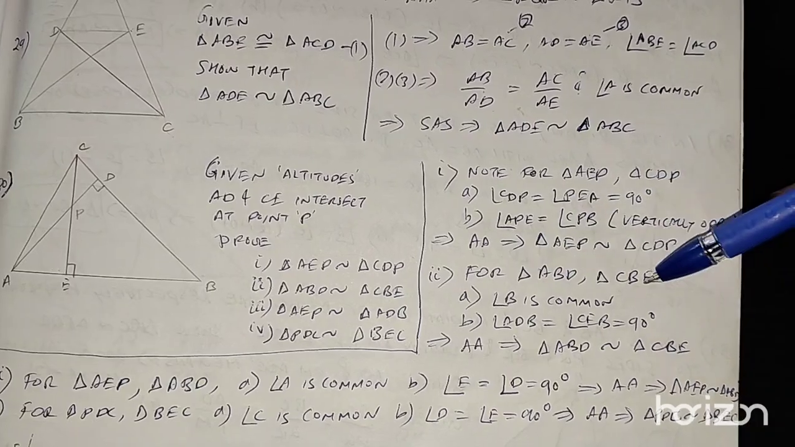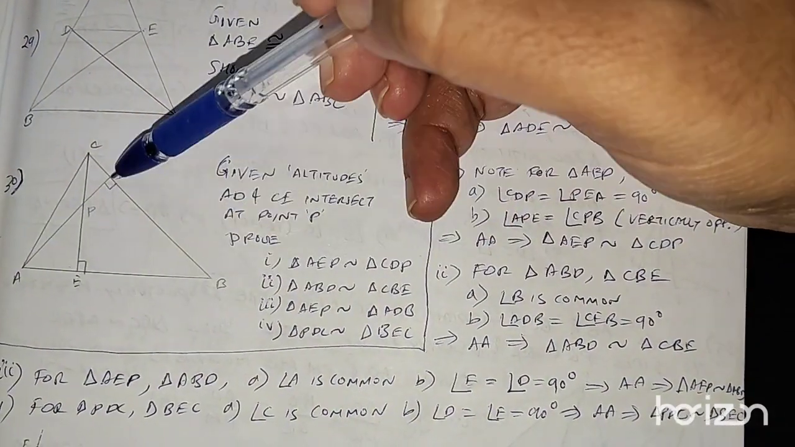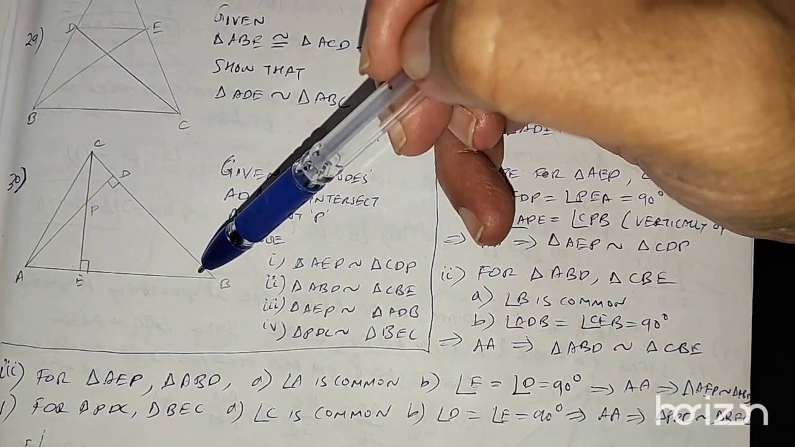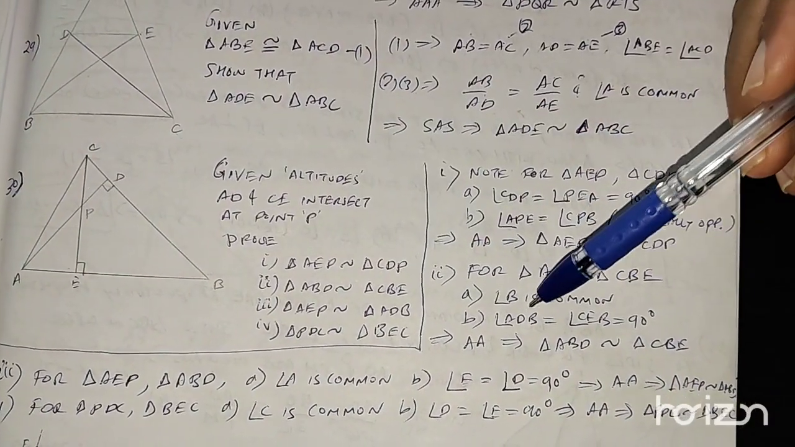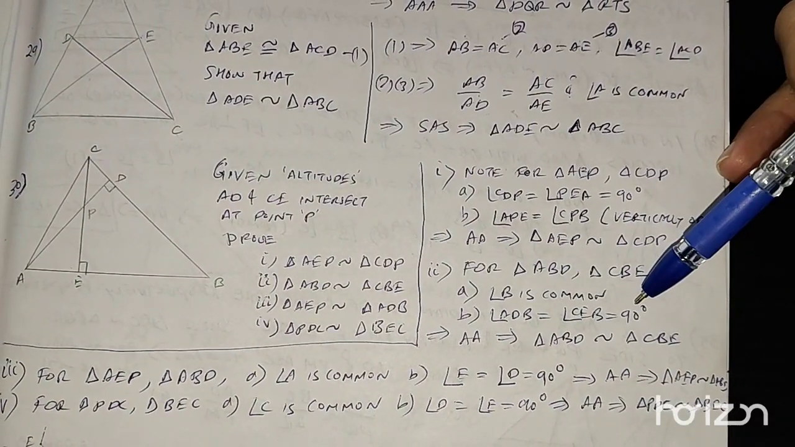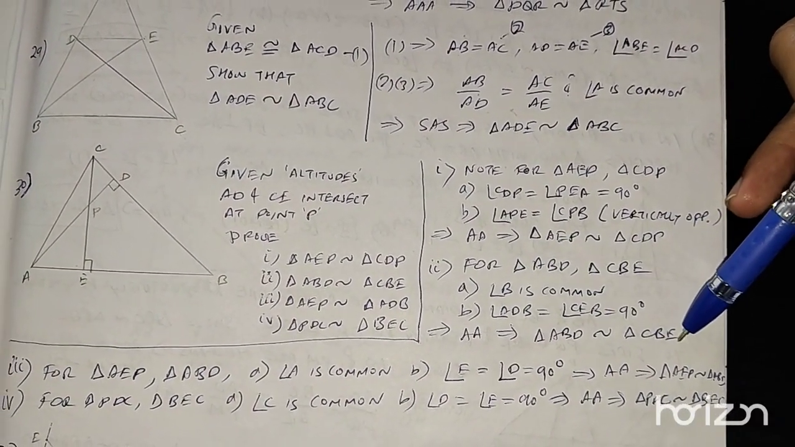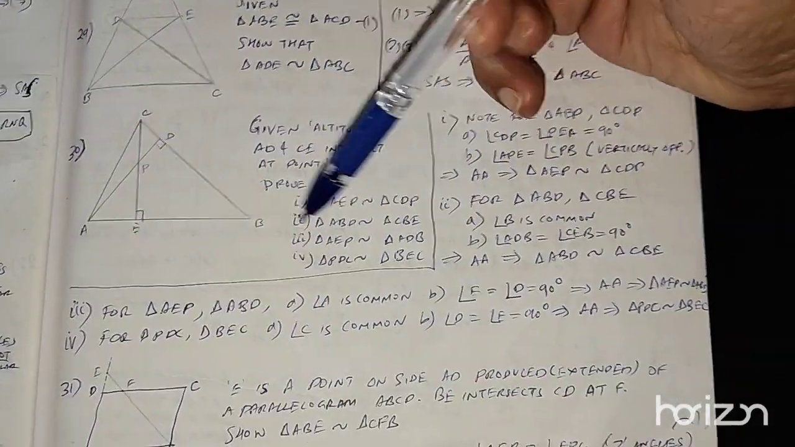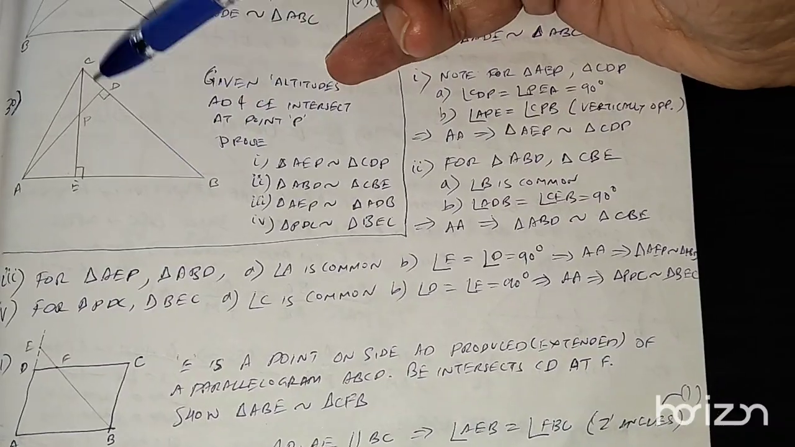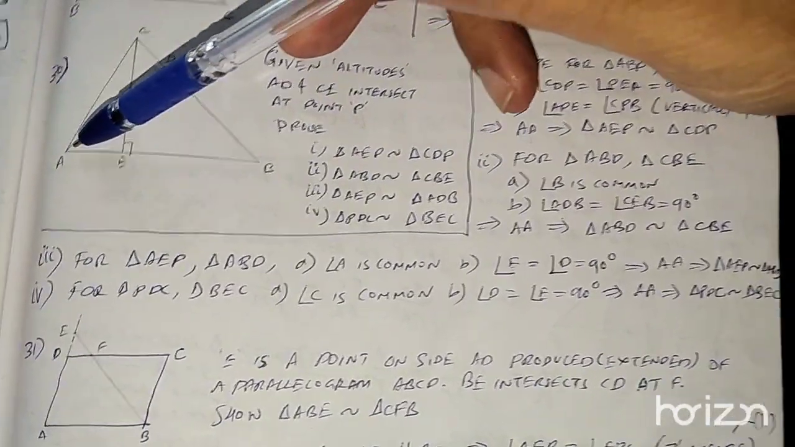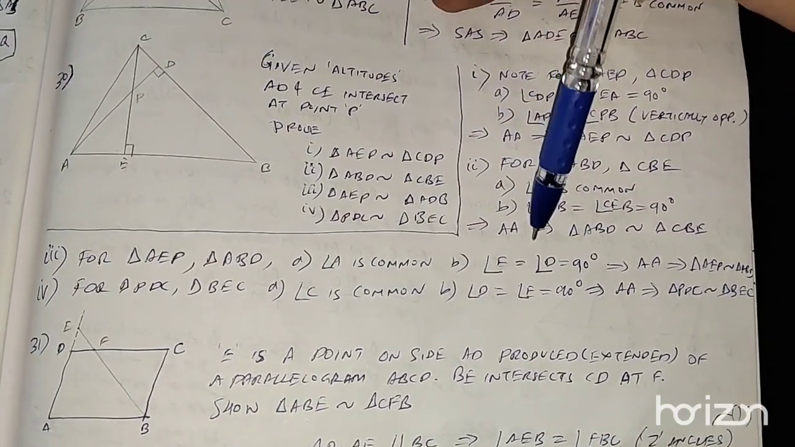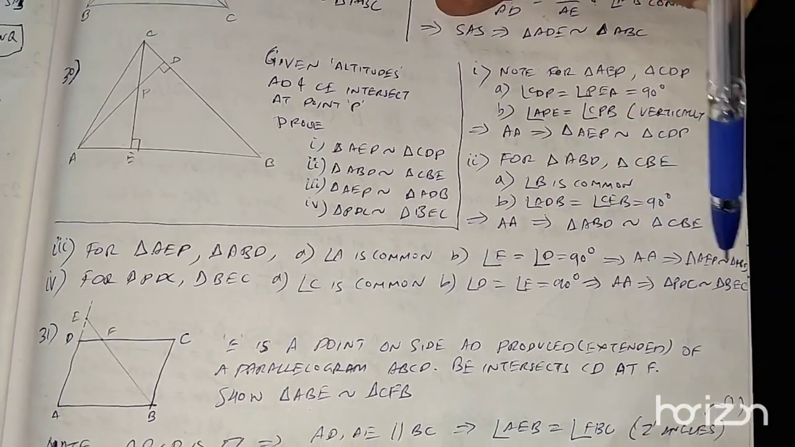Secondly, for ABD and CBE, angle B is common, and you have 90 degrees at angle E and angle D. So those two triangles are similar. Similarly, for AEP and ADB, so that is the third sub question. Angle A is common, isn't it? And you have 90 degrees in each of the triangles, therefore they are similar.